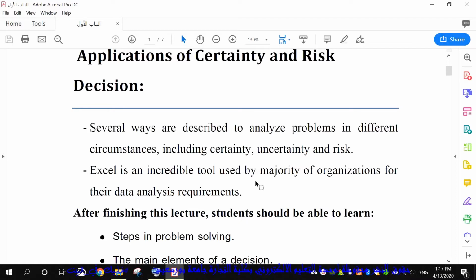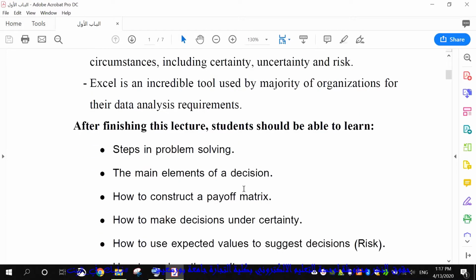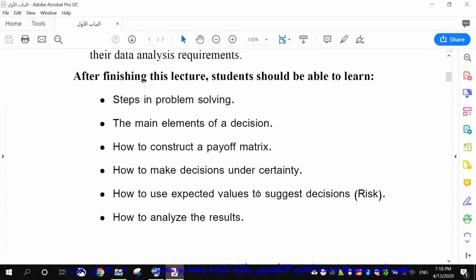After finishing this lecture, students should be able to learn the following topics: steps in solving a problem, the main elements of a decision, how to construct a payoff matrix, how to make decisions under certainty, how to use expected values to suggest decisions for risk, and how to analyze the results.